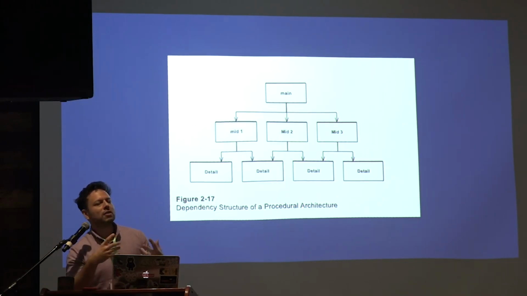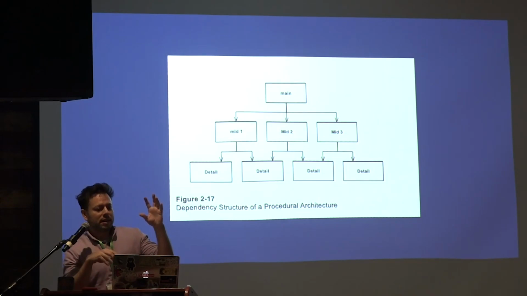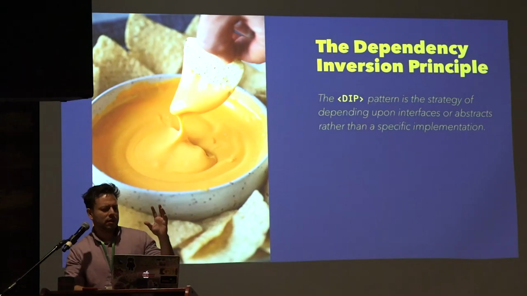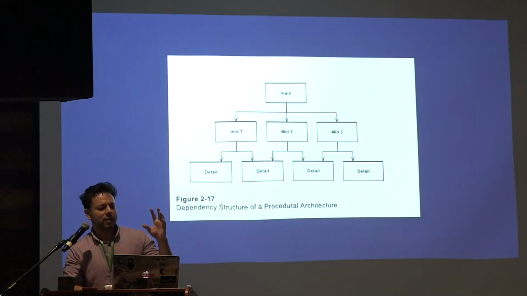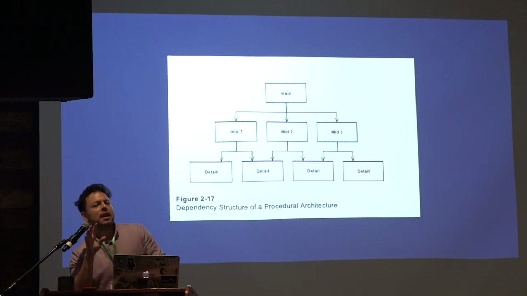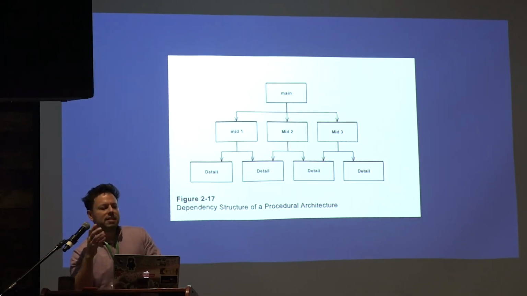So you're going to come across a lot of these diagrams. In this case, here we have an example of the dependency structure of a violation of the DIP pattern. So we have this main, and this main is a high-level module, right? It is a thing that depends on the presentation layer. Main can be whatever, but main is your function that you call to then call some detail. The detail is the specification.